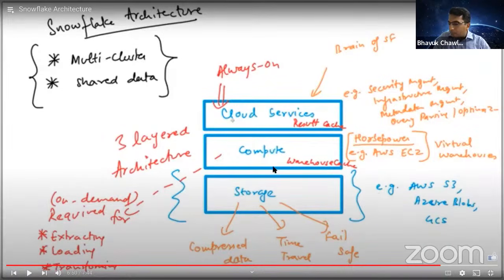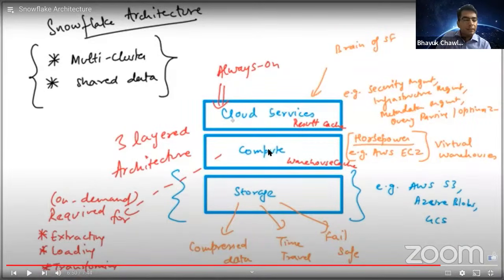Now we have the compute layer. The compute layer is on demand. That means this is the horsepower. This is the place where, when you fire a query, the queries are executed through compute. It's like EC2 machines running under the hood. Let's say Snowflake is running on AWS, let's take that example, because in the demo also I'll be showing Snowflake running on AWS. So the compute layer has machines running your queries on the storage.